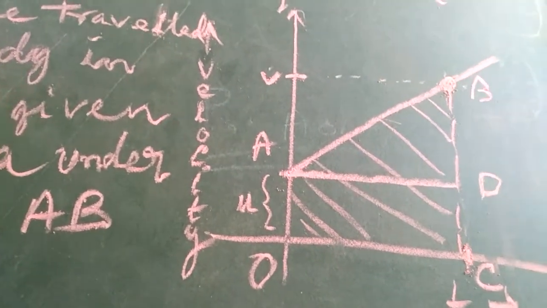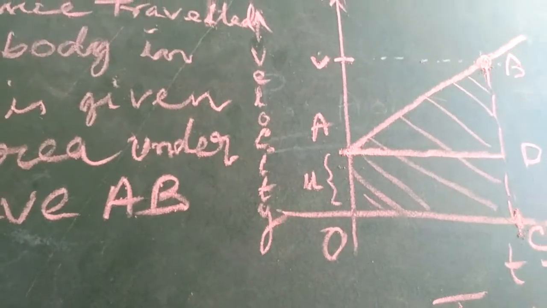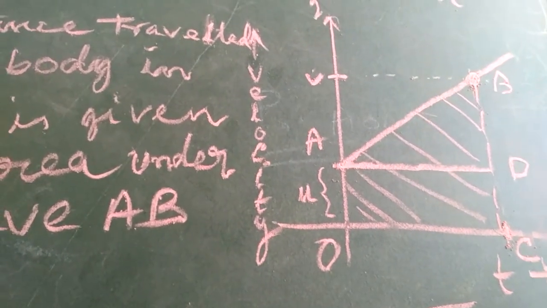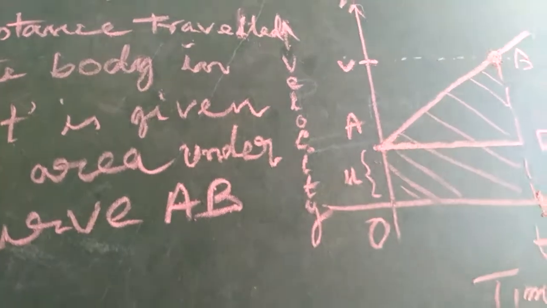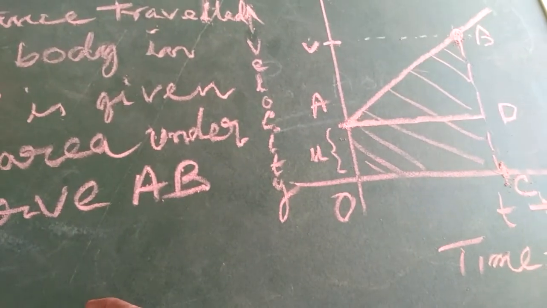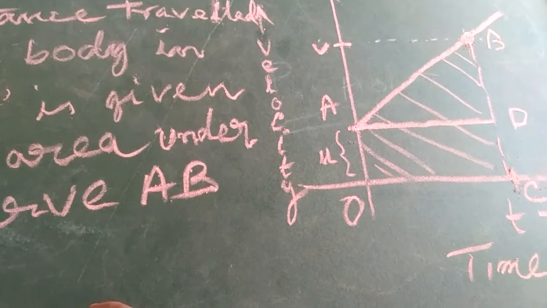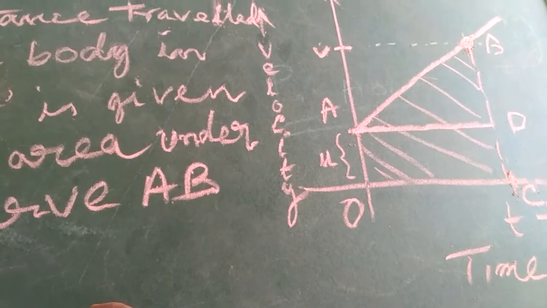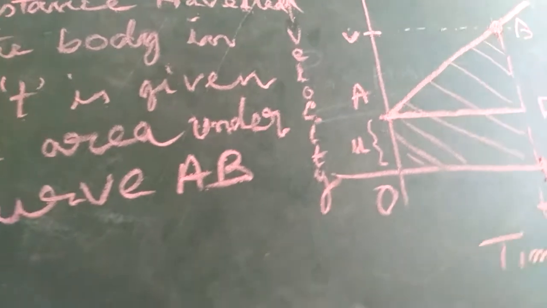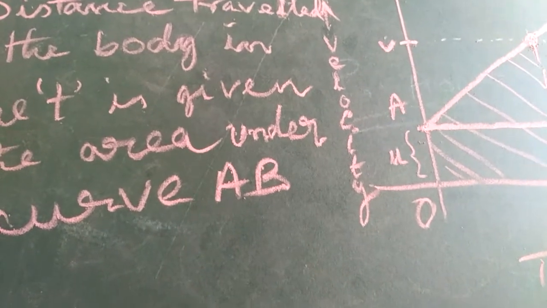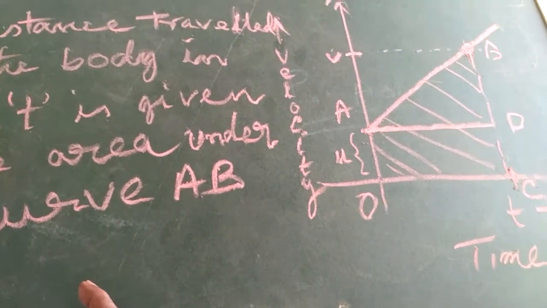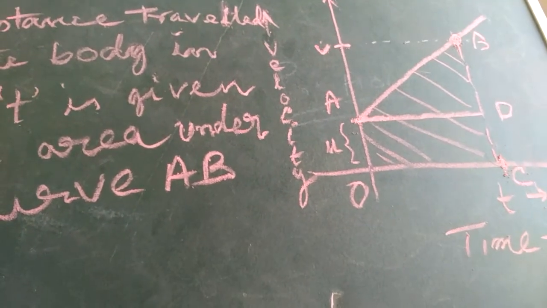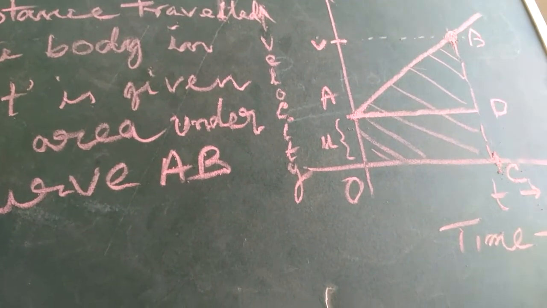Okay. So area OABC is equal to the area of the triangle ABD plus the area of the rectangle OADC. So these two areas. You understand this? Sir, may you repeat? Yes. The area under the curve, that means the total, it is a trapezium, you see.